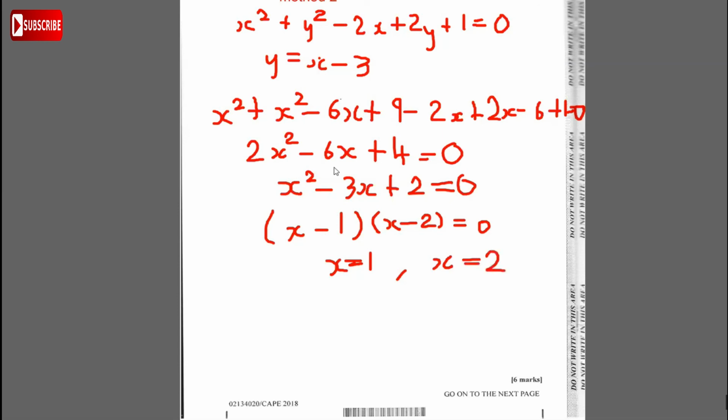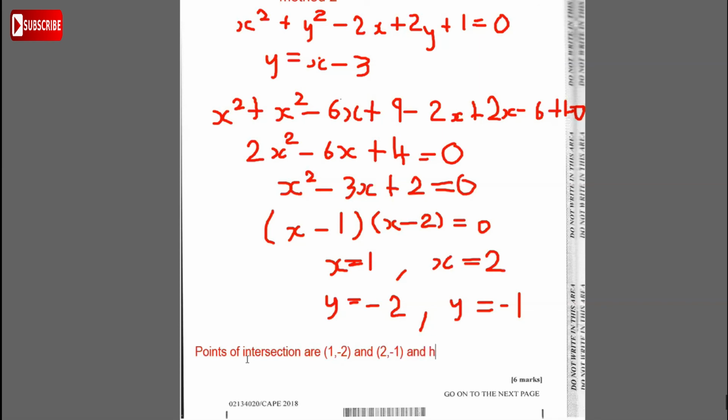So you plug x equal 1 into y here, and so you're getting y is equal to, plug in x equal 1, 1 minus 3 is minus 2. And you plug x equal 2 in here, and you get 2 minus 3 is minus 1. So those are the points of intersection. So finally, you can conclude points of intersection are (1, -2) and (2, -1).